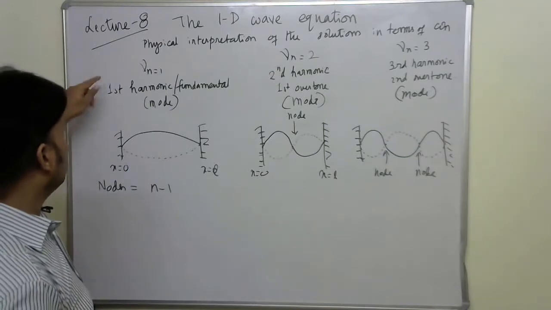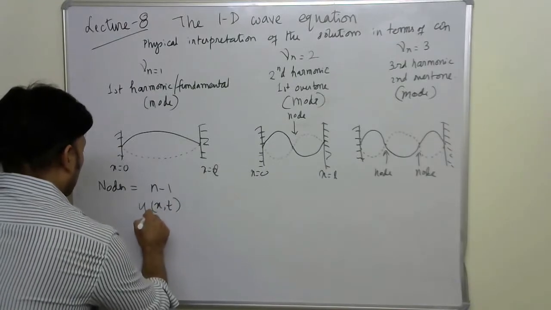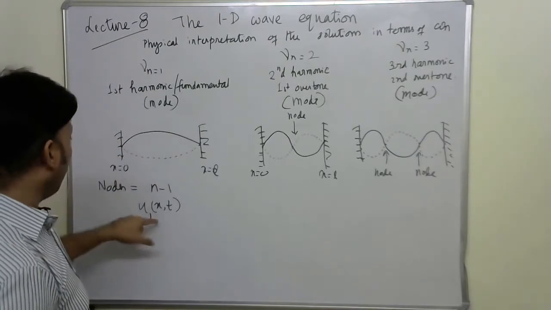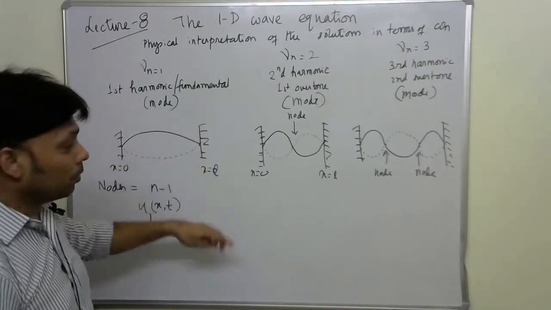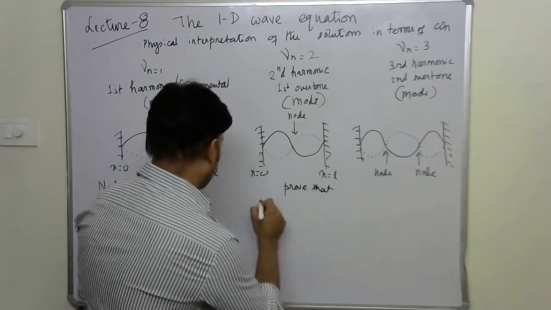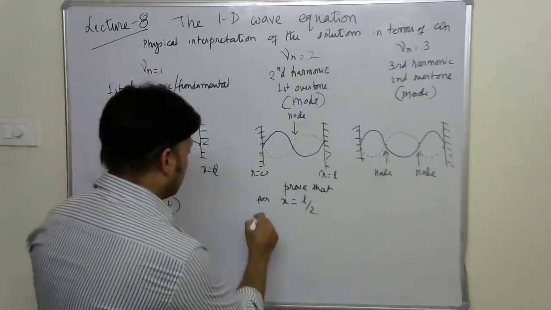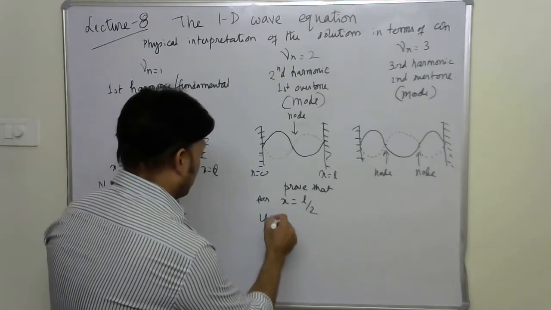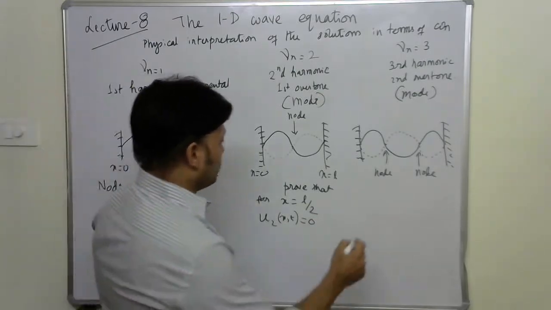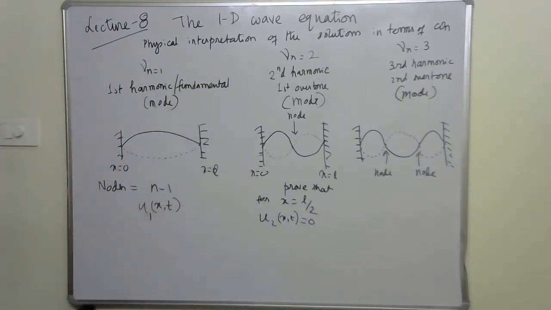So you can take the first solution, use n is equal to 1. So u1(x,t), you see for all values of x, u never becomes 0. And here it is your job to prove that for x is equal to L by 2, u2 becomes 0. And also you find out at what positions u3 becomes 0.